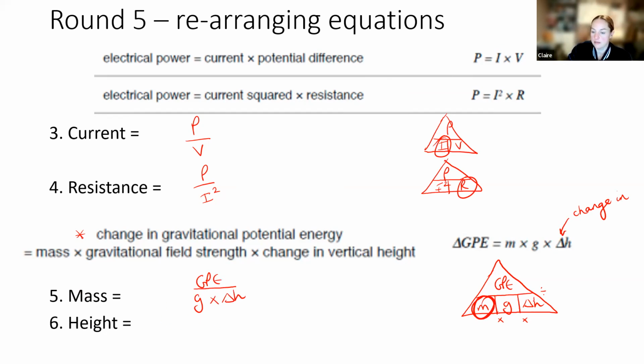And then for height, cover up that one, and it's GPE divided by your mass times by gravity. Okay, so hopefully that explains how you would do that one. So don't ever get flummoxed with that one again. All you've got to do is just add another multiple box at the bottom. Okay, let's just check.